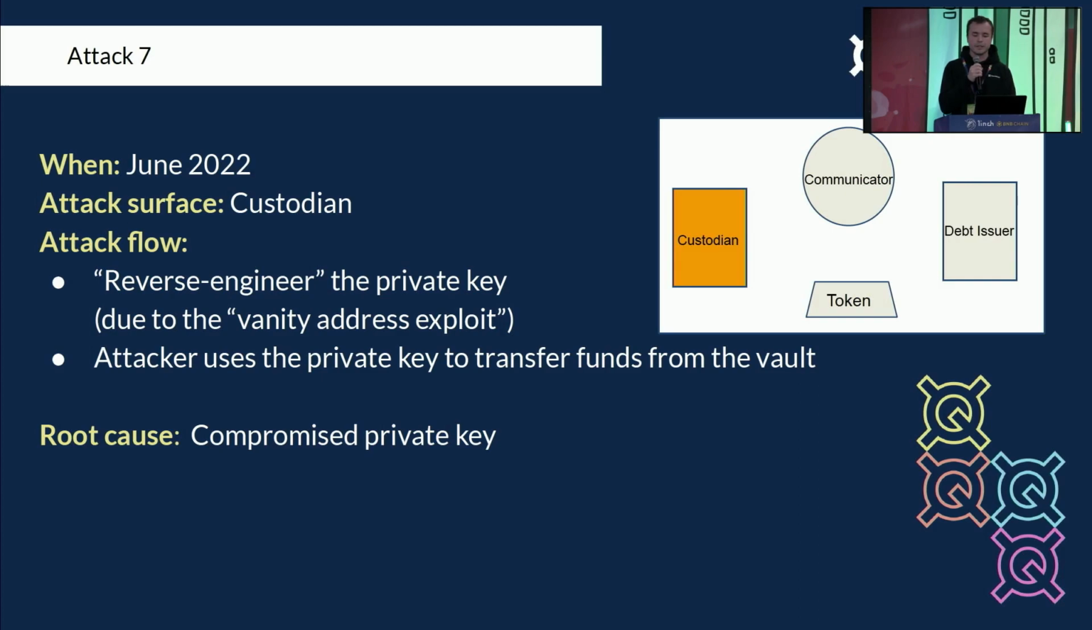And finally, another attack involving compromised private keys. It was related to the tools that allow you to generate a vanity address. In this case, it was not that difficult to predict that certain projects would use that tool, and therefore it was possible to figure out the admin account of a given project. So here as a root cause, we also list a compromised private key.